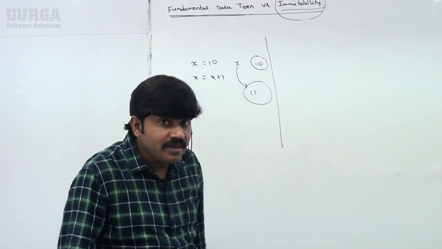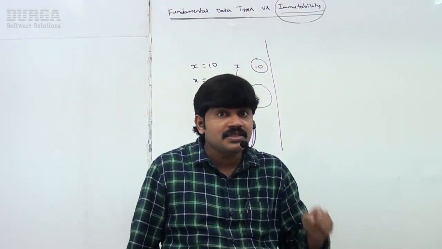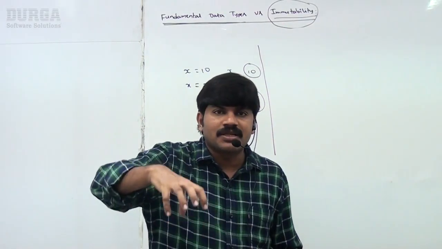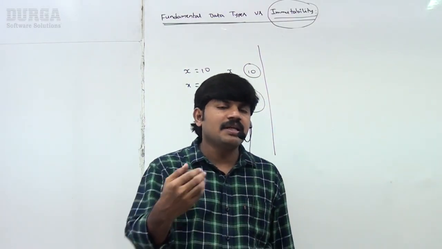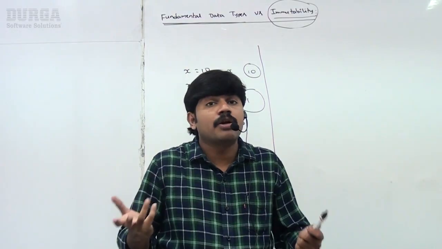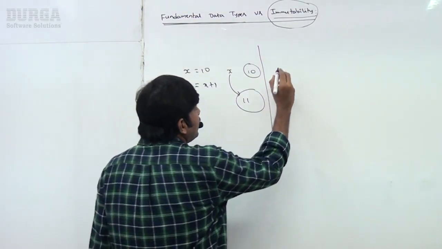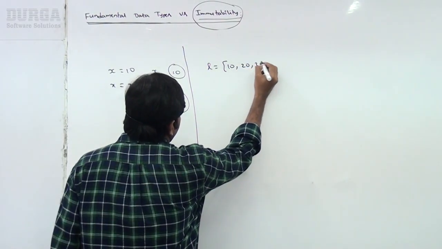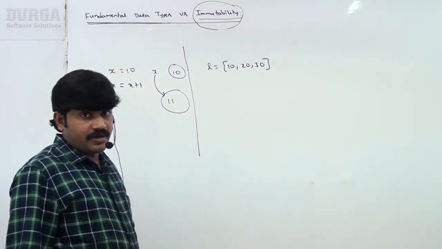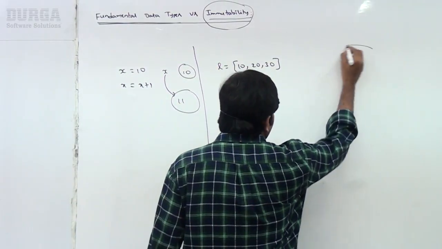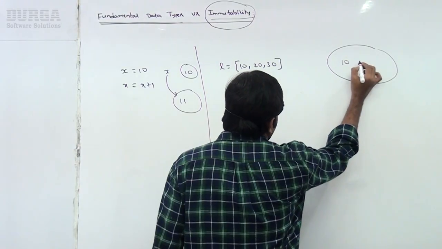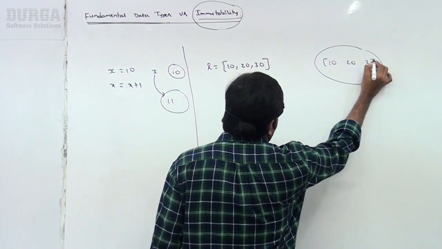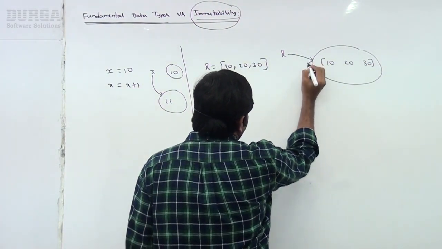But list is mutable. List is a mutable object. In the existing object only, you can perform any changes, no problem at all. What does it mean? Observe carefully. Here L is equal to 10, 20, 30. This is the list we have, and L is the reference variable for that.